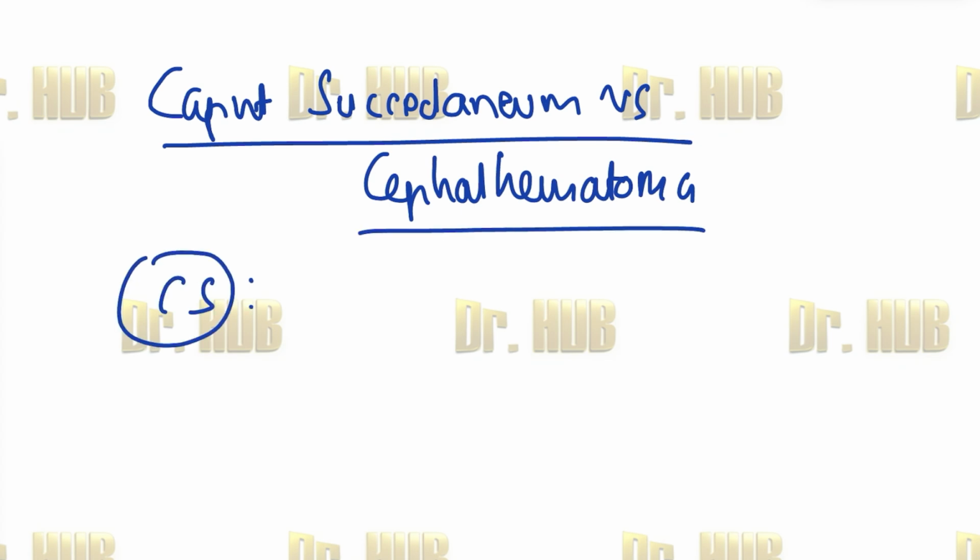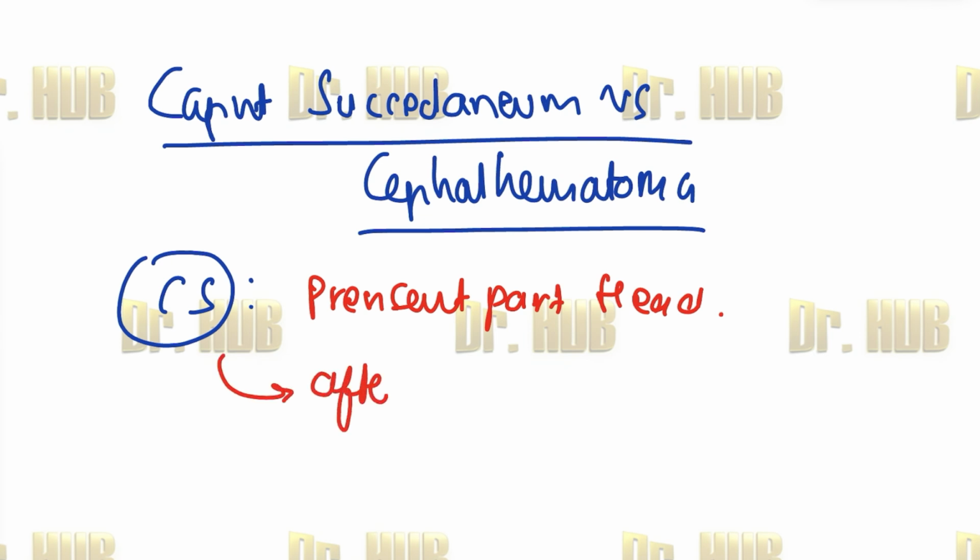The Caput succedaneum is located in the presenting part of the head. Next, when does it appear? It appears immediately after birth. So it occurs after birth.